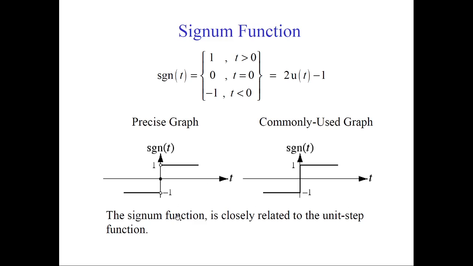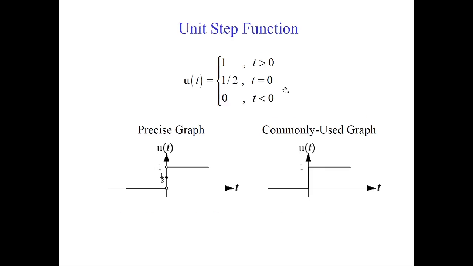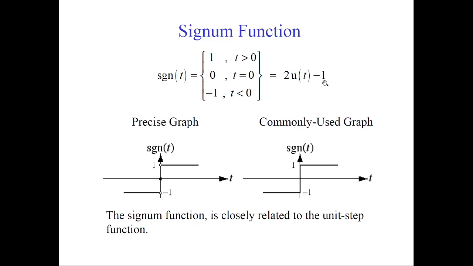If I want to represent the signum function using unit steps, I just multiply by 2 u of t. So what will happen with 2 u of t? Its amplitude is increased by 2, so where it was 1 the amplitude will be 2, and the amplitude will be shifted by minus 1 over there.